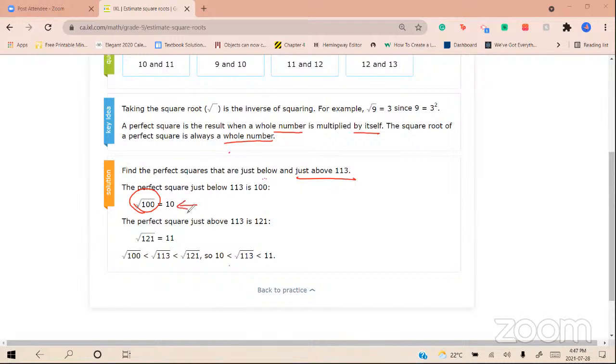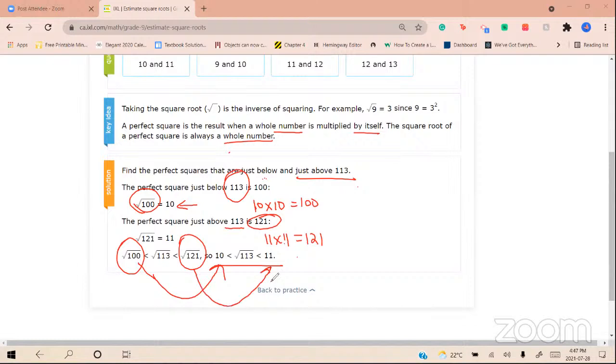The answer is 10, okay? Because 10 times 10 is 100, right? Yes. Okay, so the perfect square just above 113 is 121. We know 11 times 11 is equal to 121. So whatever the square root of 113 is, it's going to be between the square root of 100 and the square root of 121. Instead of writing square root of 100, we can write 10. Instead of writing square root of 121, we can write 11.